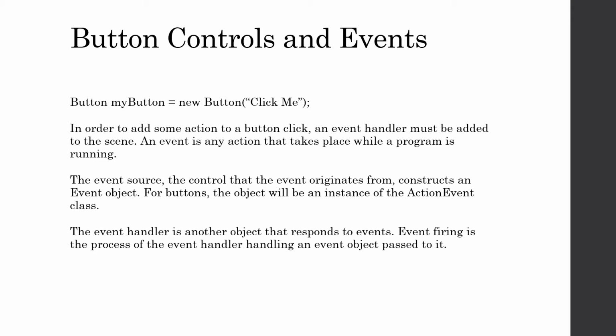So to start off with, we've got this initial construction of a button object, so a button control that we're going to put into our application. So this is essentially just the visible element that we'll be able to see in that GUI, in the interface itself. But in order to add some action to that button click, we need to also add an event handler to our scene. So an event is going to be any action that takes place while the program is running.